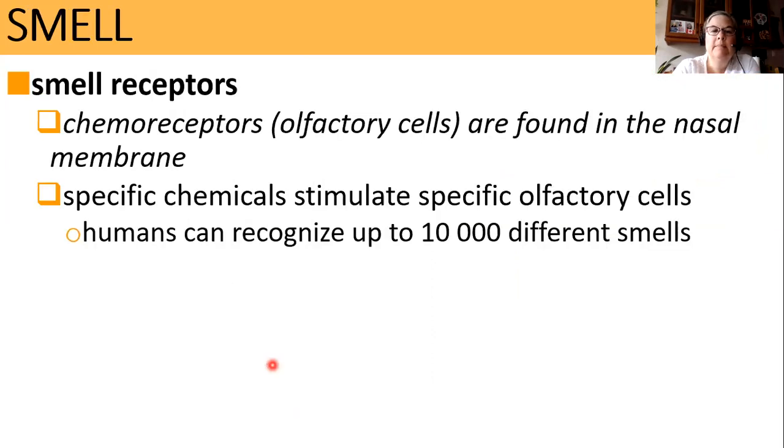Okay. Smell receptors, so these are chemoreceptors. For smell, they have a special name called olfactory cells, and they're found in our nasal membrane. And we can recognize up to 10,000 different smells. Now, we require a higher concentration to be able to detect it, more so than a dog. A dog just needs a low concentration. And probably for us, this is to help us focus on more important things.